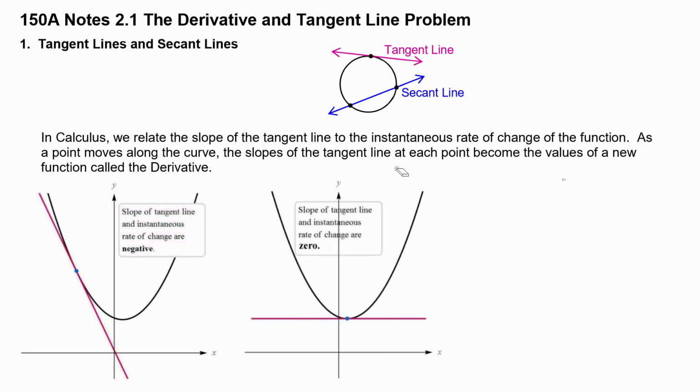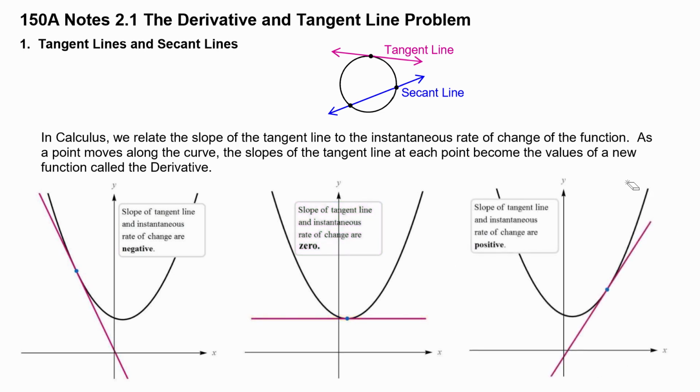In this diagram, at this point on the curve, here's the tangent line. So the slope of the tangent line and instantaneous rate of change are 0. And in this diagram, at this point on the curve, here is the tangent line. So the slope of the tangent line and instantaneous rate of change are positive.